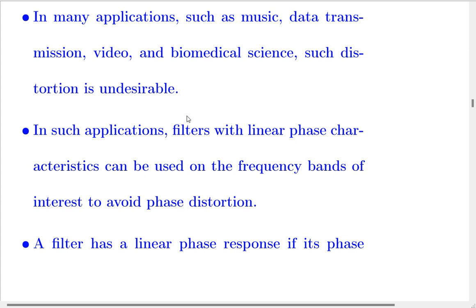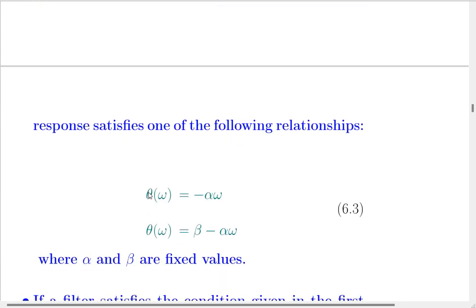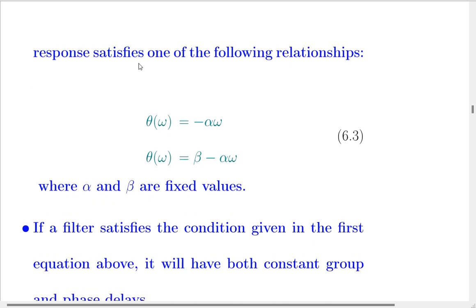In such applications, filters with linear phase characteristics can be used on the frequency bands of interest to avoid phase distortion. A filter has a linear phase response if its phase response satisfies one of the following relations. Theta of omega is equal to minus alpha times omega, or theta of omega is equal to beta minus alpha times omega, where alpha and beta are fixed values.